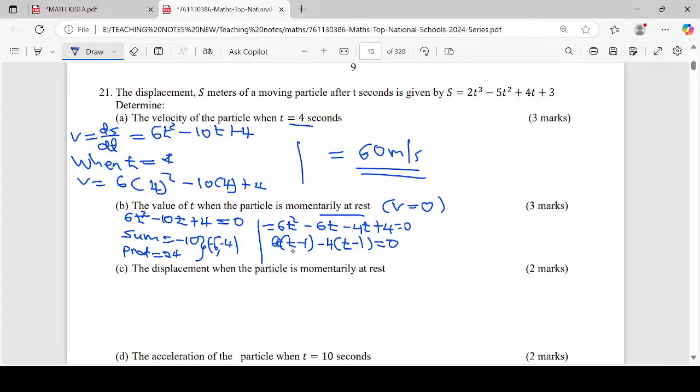Those that are outside the bracket, we put them in one bracket, such that we will now be having 6t minus 4. Then those inside the bracket, because they are similar, we pick only one set, t minus 1. Then we equate it with 0. So for the first case, we are going to have 6t minus 4 equals 0. 6t is equal to 4. Therefore, dividing through by 6, t is equal to 2 over 3.